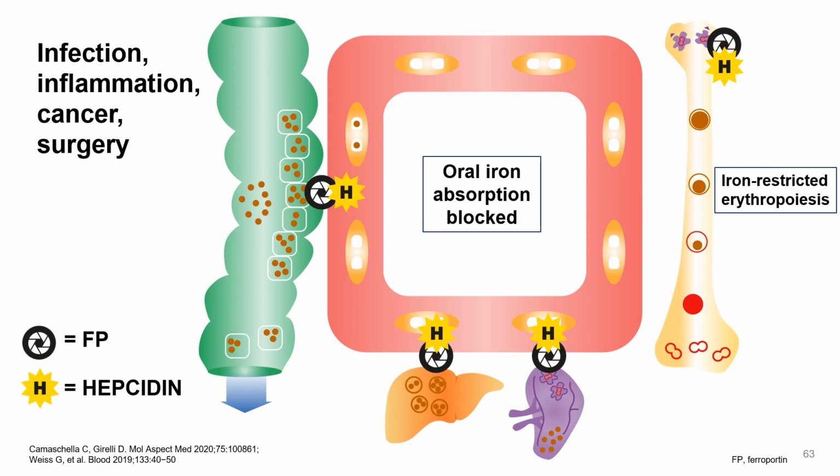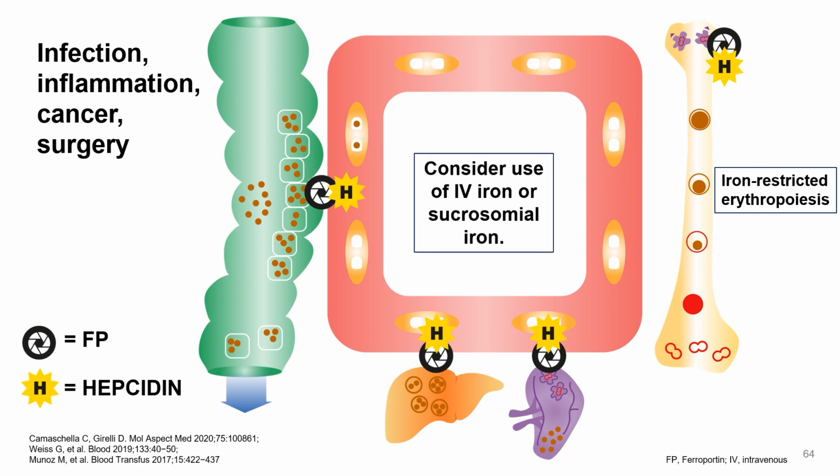And in these cases, oral iron absorption is blocked, and you need to find an alternative to bypass ferroportin. And this is usually either intravenous iron or a formulation of iron that is not dependent on the ferroportin or hepcidin-mediated pathway, and there are examples such as sucrosomial iron where this is the case.